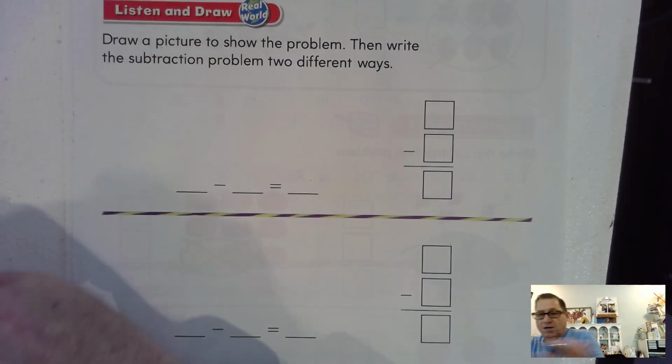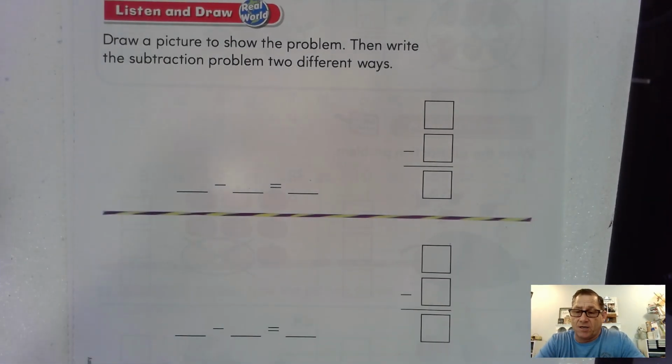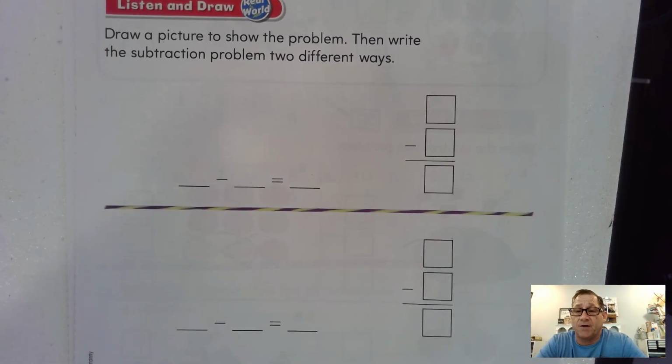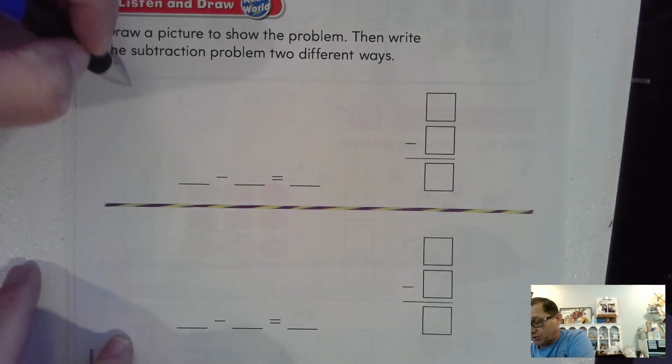Alright, so there's a couple ways we could have done that. You could have drawn circles and crossed out the number of birds that flew away. You could have drawn a tree with some birds and have arrows showing birds flying away. We could have even drawn just lines and circled the number of, quote, birds that flew away. I'm going to go ahead and use circles.